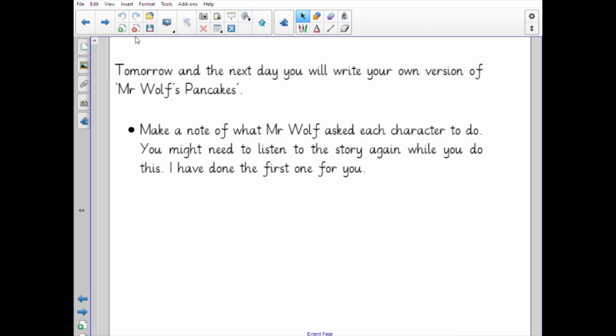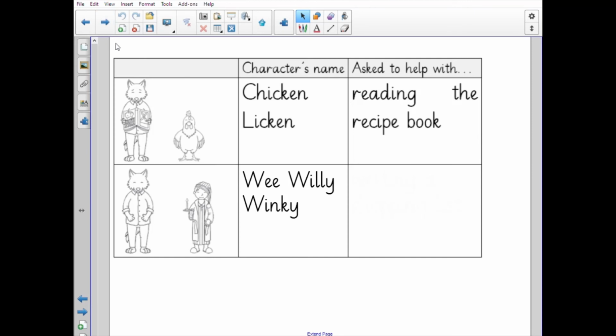Tomorrow and the next day, you're going to write your own version of Mr. Wolf's pancakes. Today, to help you, you're going to make a note of what Mr. Wolf asked each character to do. You might need to listen to the story again while you do this. Or maybe you could talk about it with the person who's helping you. If you need to watch the video of the story again though, that's fine. And I've done the first one for you. Let's have a look. It's just in your pack as well.